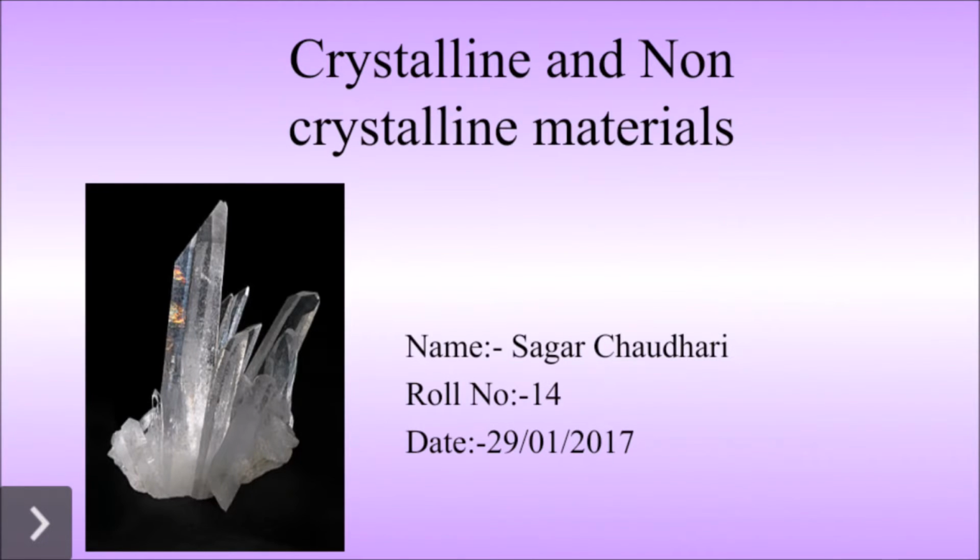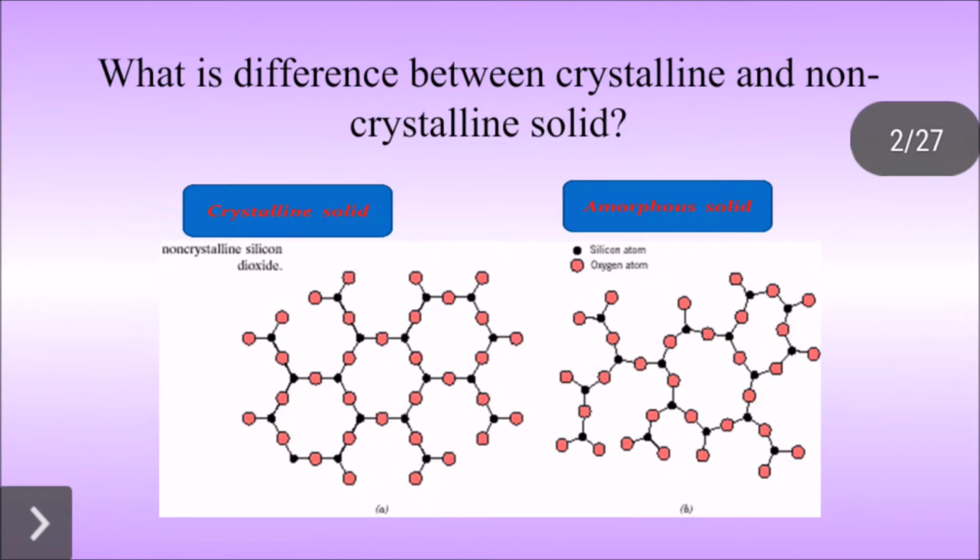What are their examples? Crystalline solid and non-crystalline solid are the two main categories of solids. Let's show some difference between them. So what is the difference between crystalline and non-crystalline solids? The crystalline solid has an evenly distributed three-dimensional arrangement of atoms, ions or molecules, while non-crystalline solid does not have a consistent arrangement of atoms. Non-crystalline solid is also called amorphous solid.